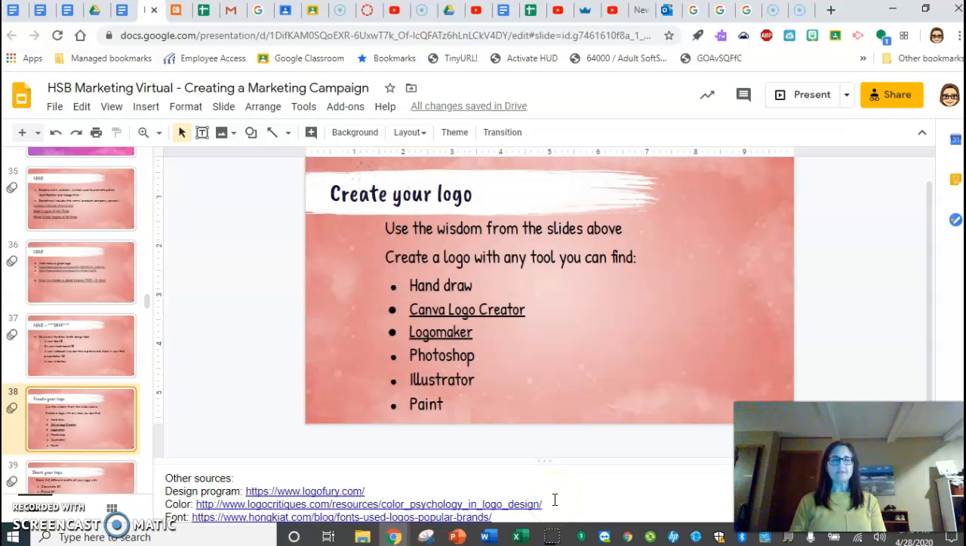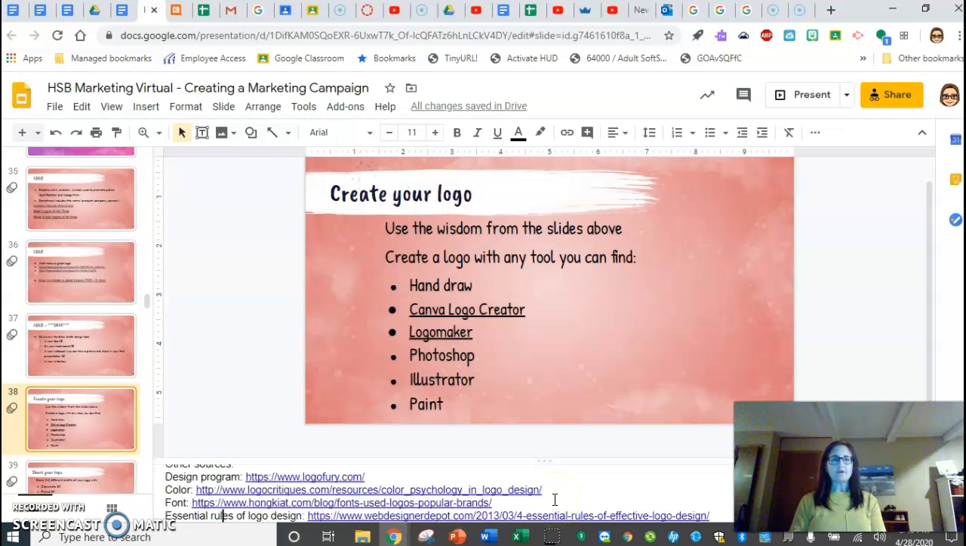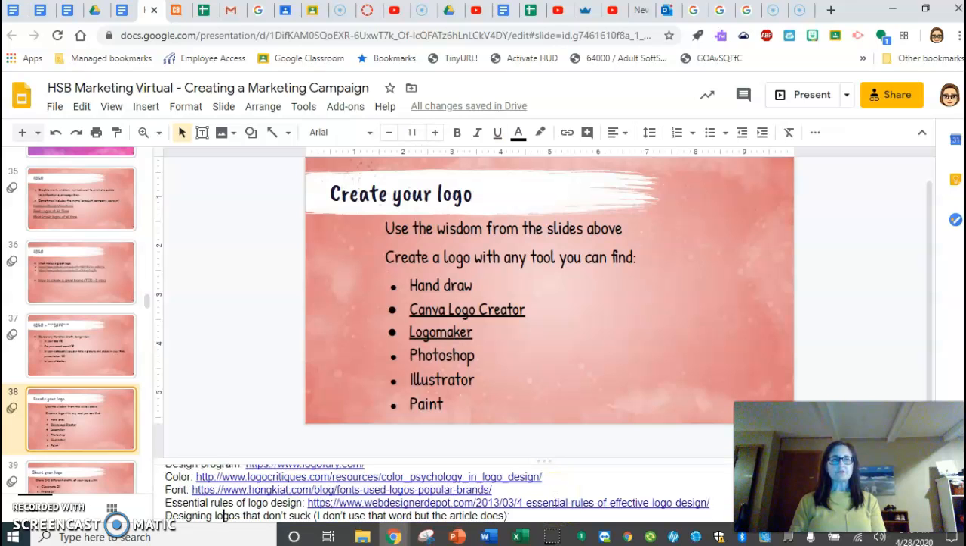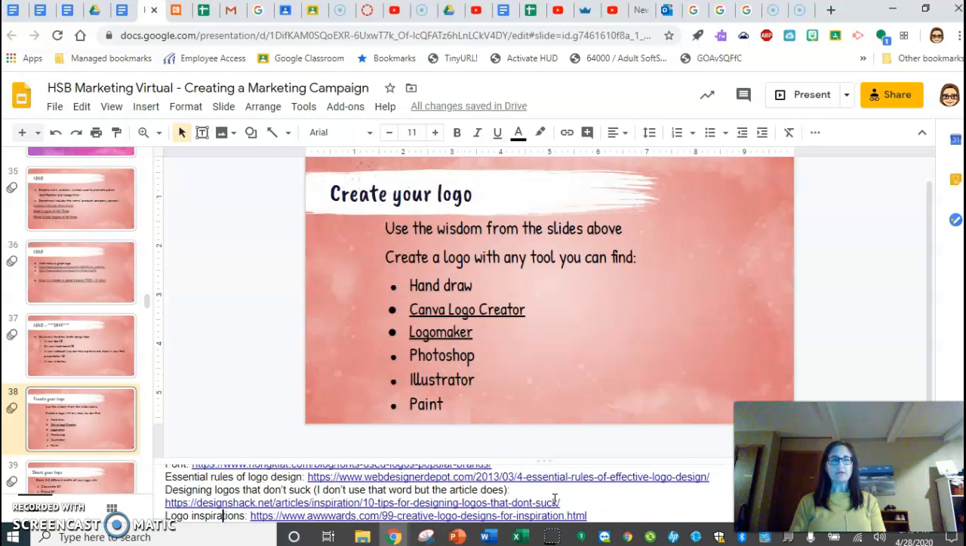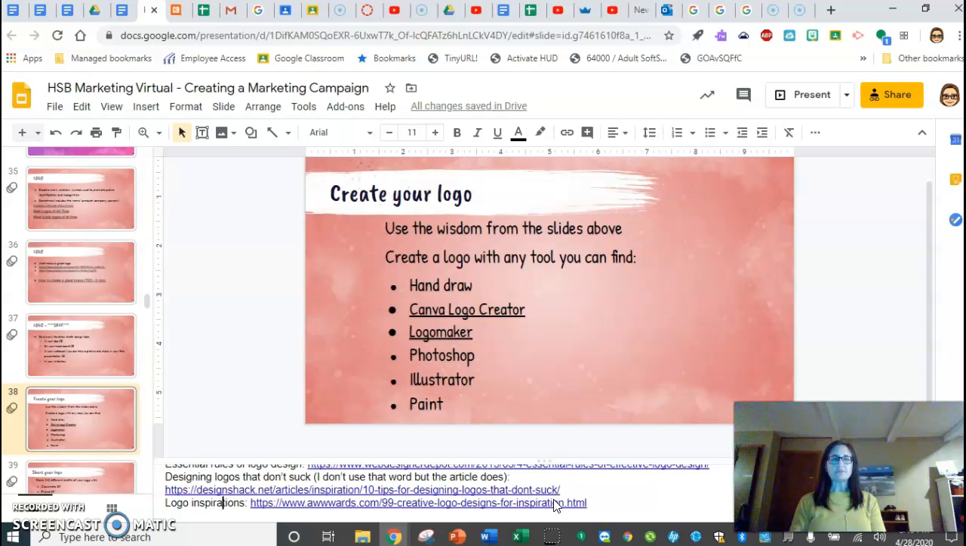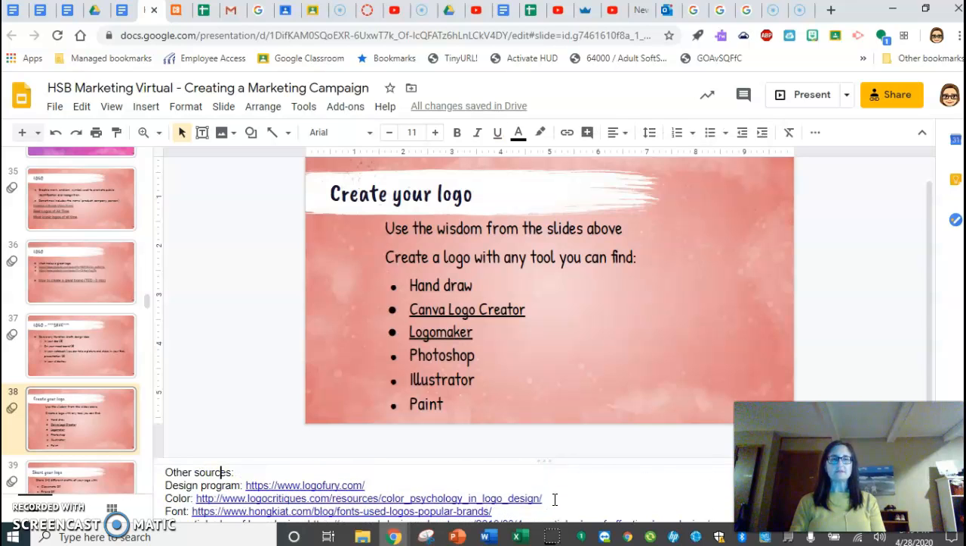resources for you on the design process, color, font, essential rules of logo design, designing logos that don't suck. I don't like that word. Logo inspirations. Please, please, please look at all of these. There's just a lot of great information. And we're going to talk about the psychology of color. That's actually in a future slide. So if you're worried about what color you're going to do, look ahead and you can look at the psychology of color because there's a lot of great information on that. It's super fun to look at that.